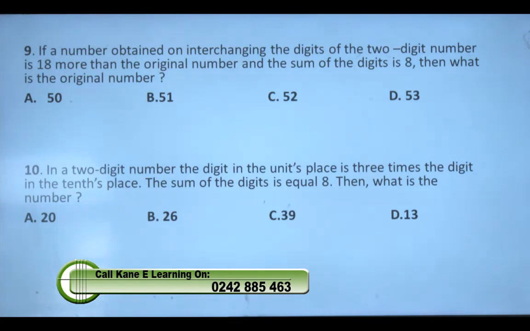So question 9, question 10, if you are done, you can call. Still waiting for question 9 and 10. Okay, I'm sure they are doing it.